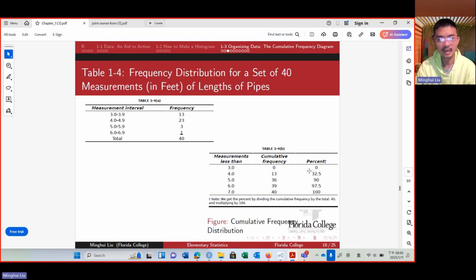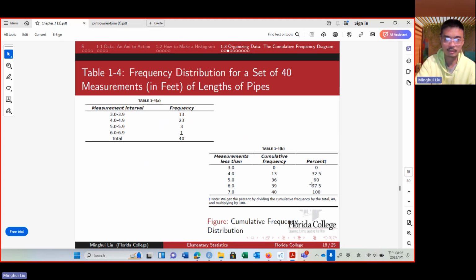And secondly, we ask, how many measurements are less than 4 feet long? The answer is there are 13 of them. That's what you find from the first group. And that is 32.5% of 40 pipes. You use 13 divided by 40 and then times 100%. And how many are less than 5? Well, now we need to add the frequencies because in both groups, the pipes are less than 5 feet long. So we have 13 plus 23, which gives you 36. So that is 36 out of 40, which is 90%.